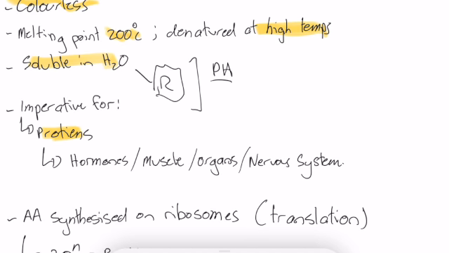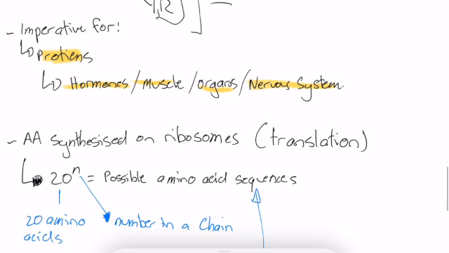So we know amino acids are imperative for proteins. Proteins are an essential part of life, with hormones, muscle, organs, things like our nervous system, all requiring amino acids in order for their successful function. It's important to note that amino acids are assembled on ribosomes, more specifically during translation, which I'll touch on in a moment.